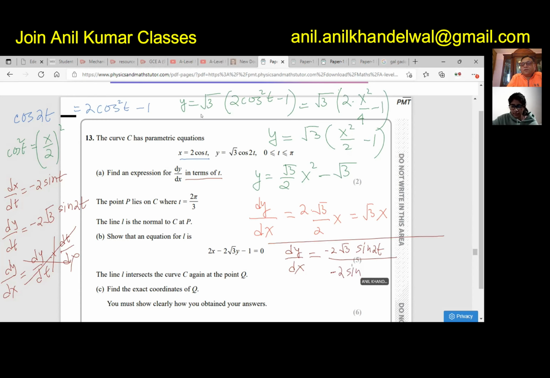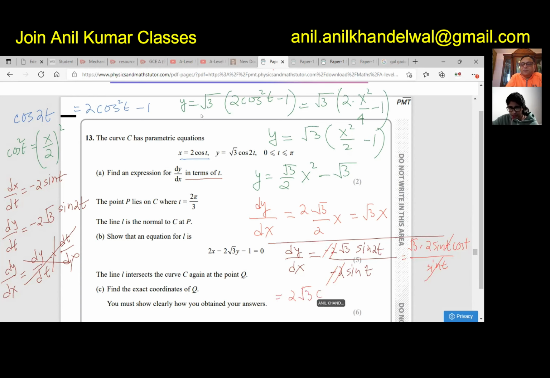Now you can see sine 2t is 2 sine t cos t. The minus cancels, and we have square root 3 times 2 sin t cos t, divided by sin t. And sin t cancels. So we have 2 square root 3 cos t. Is that okay?